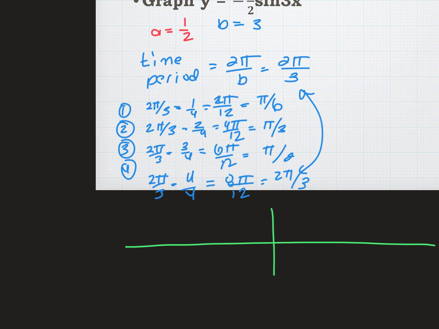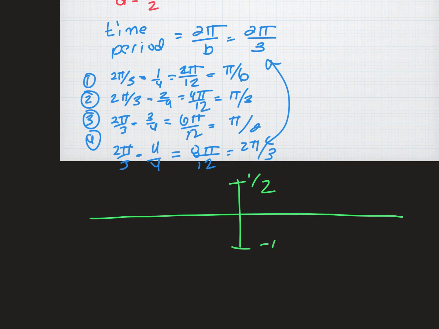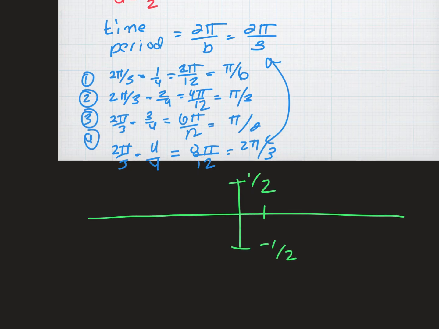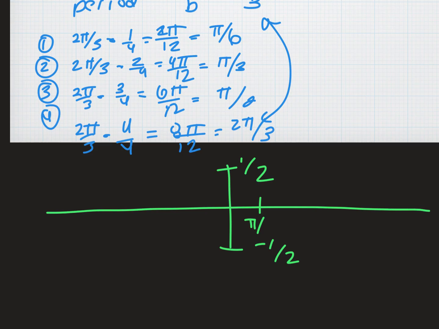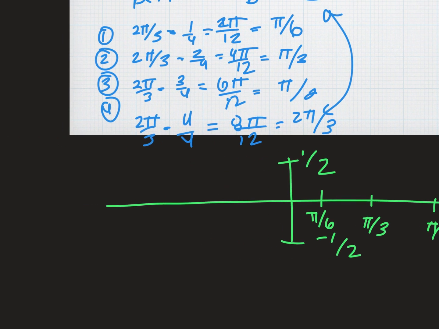If you want to always start off with your amplitude, that's fine. How high does this graph go? Positive 1/2. How low does it go? Negative 1/2. Write your increments out. My first tick mark, you guys told me, was pi over 6. My second tick mark, pi over 3. My third tick mark, pi over 2. My fourth tick mark, 2 pi over 3. Agreed? Now we're going to mirror that on the left-hand side.